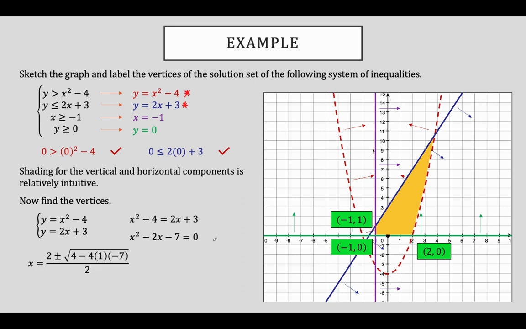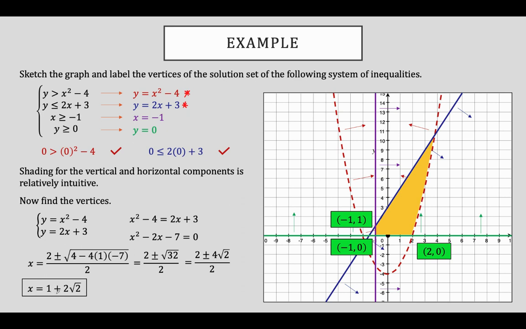In this case, we get x is equal to 2 plus or minus the square root of 4 minus 4 times 1 times negative 7, all divided by 2. Well, 4 times 7, that's going to be 28. So I'm going to have 4 plus 28. That gives me 32 inside of my radical. Are there any factors of 32 that are perfect squares? 32 is the product of 16 and 2, so I can reduce that radical into 4 root 2, and dividing each of the terms in my numerator by 2, I get x is equal to 1 plus or minus 2 root 2. Now we end up with two solutions.